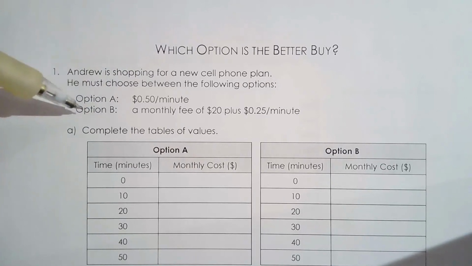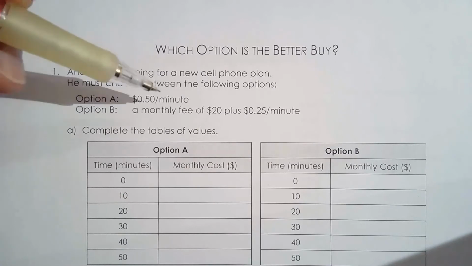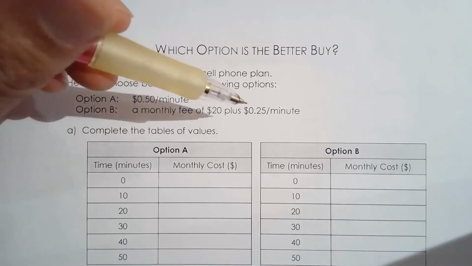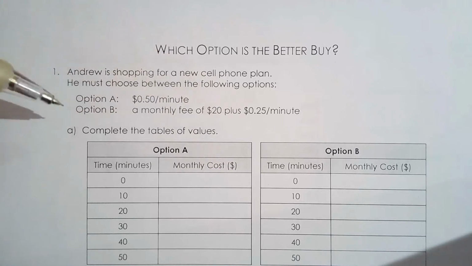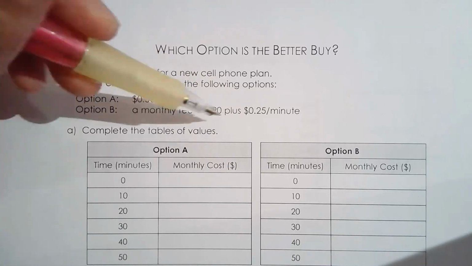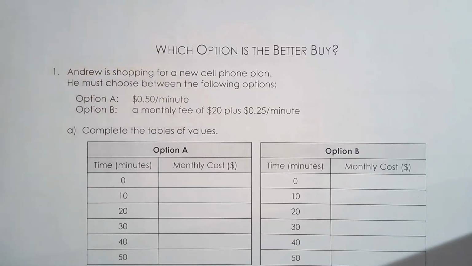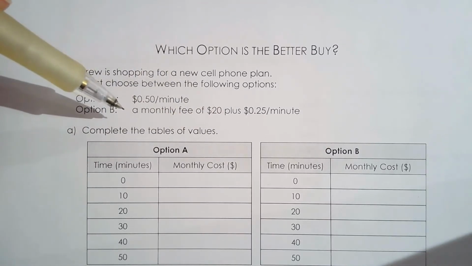When I ask this to my class, I would argue most students will choose option A, but I would then argue if there is a person who talks for a very, very long time, wouldn't option B be better than option A? Because option A is 50 cents per minute, whereas option B is 25 cents per minute. The only reason option B is not as good as option A is because of this initial monthly fee of $20.